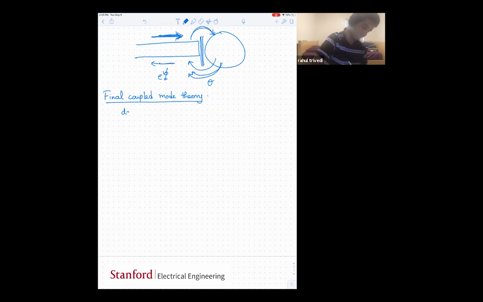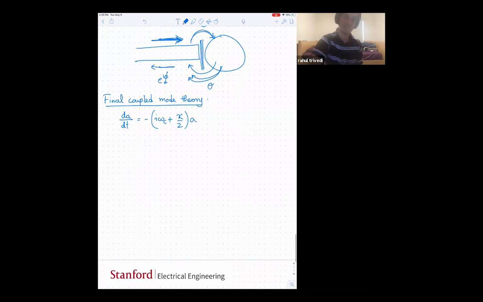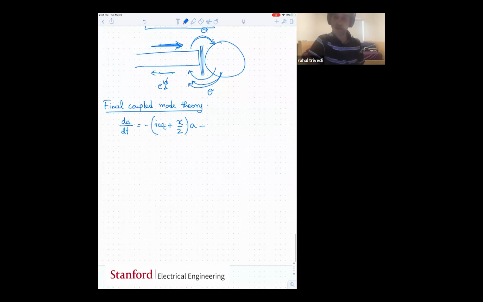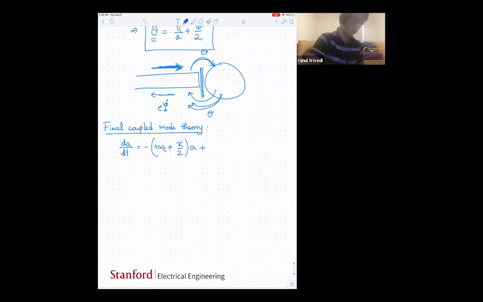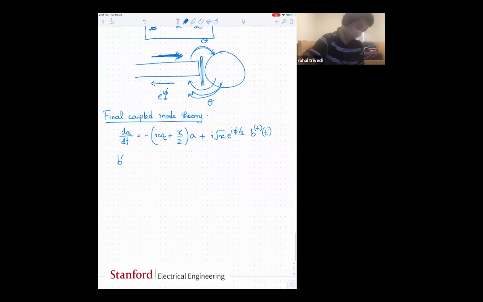So you have dA/dt equal to minus i times (omega c plus kappa by 2) times a, so the resonant frequency plus the decay rate. And then you have an incoupling, which using this relation is given by i times square root of kappa times exponential i phi by 2 times b plus of t. And you have b minus of t equal to exponential i phi times b plus of t plus i times square root of kappa times exponential i phi by 2 times a of t.